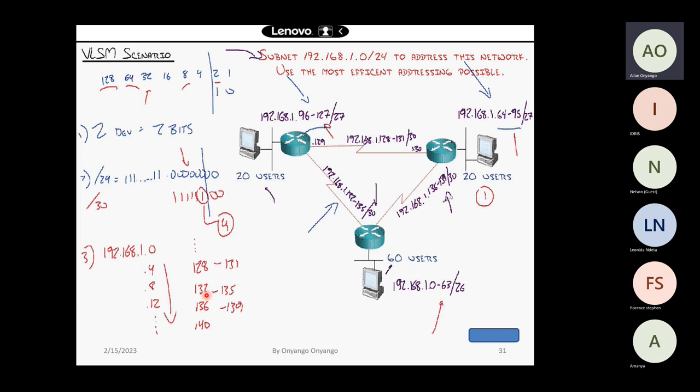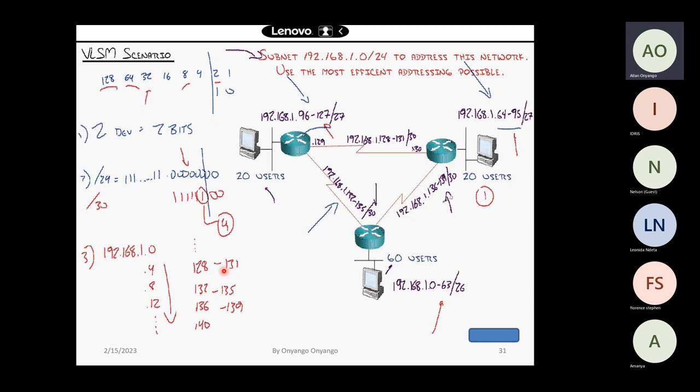192.168.1.136 here. So 132 plus 4, we get 136. If this is beginning at 136, this one ended at 135. Then we add the last 4, we get 140. If this is beginning with 140, this one ended at 139. Look at this. There's some magic here.